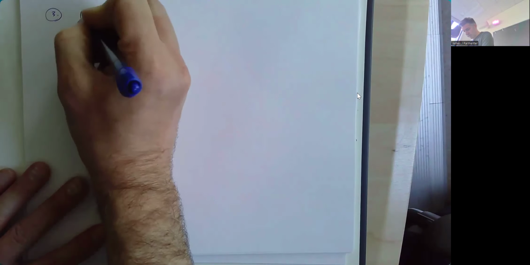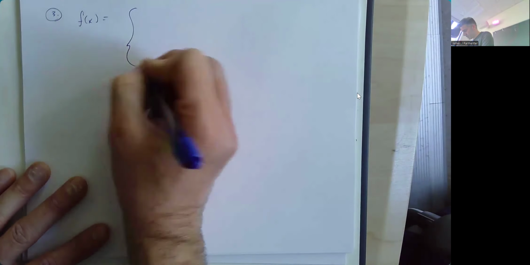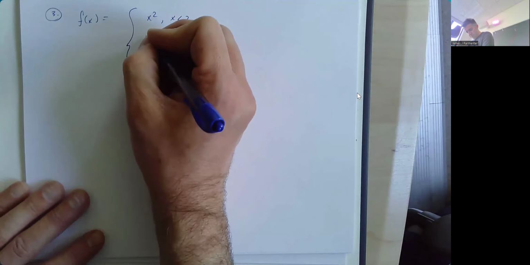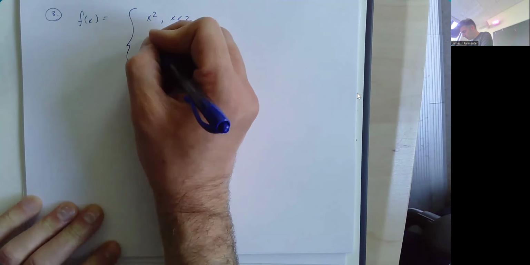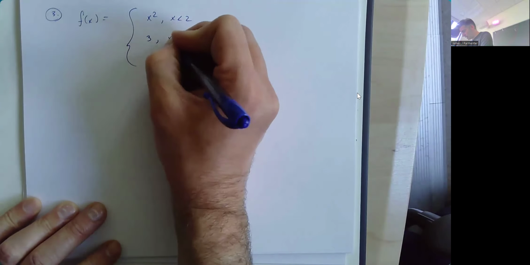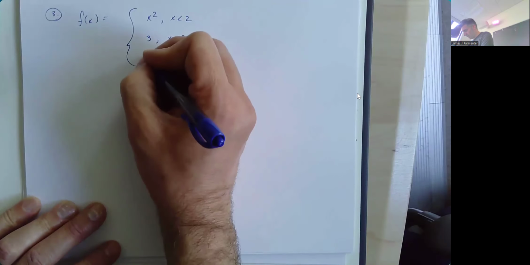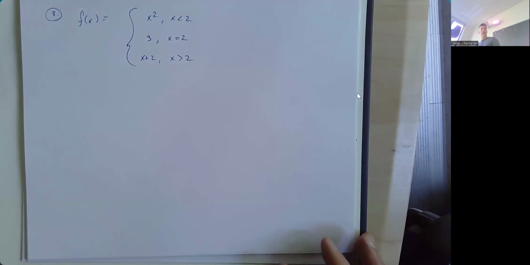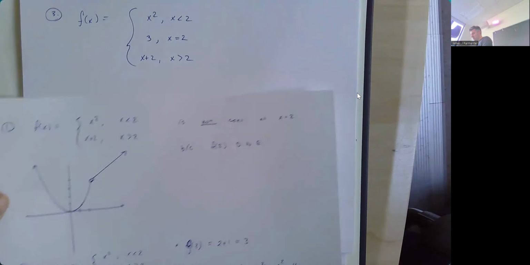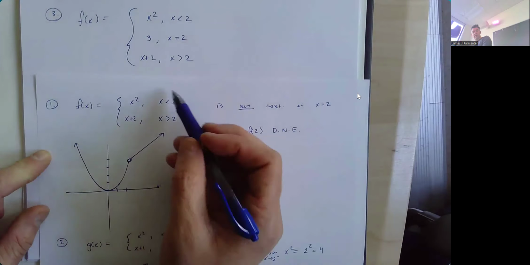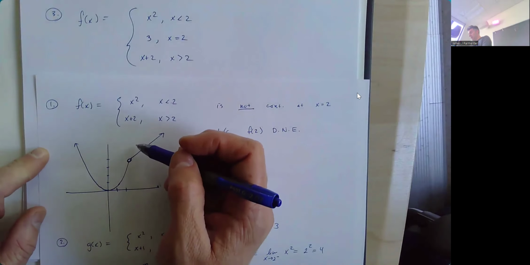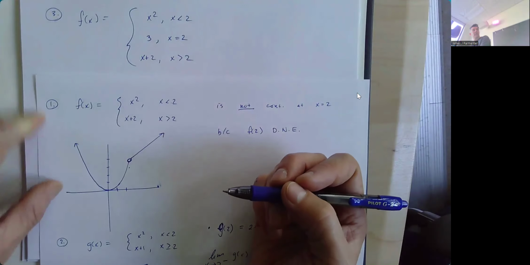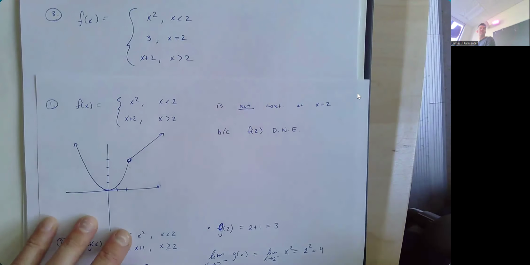say your function is x squared when x is less than 2, 3 when x is equal to 2, and x plus 2 when x is greater than 2. Now we're essentially back in the first function situation here, but now we're defining the function to be equal to 3 when x is equal to 2. Still not going to be continuous though.